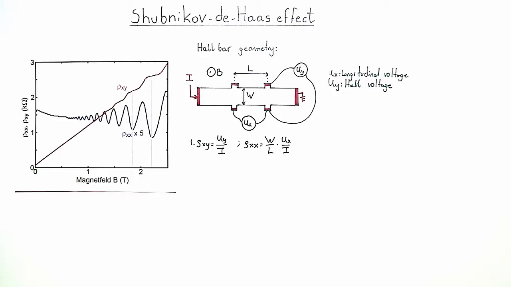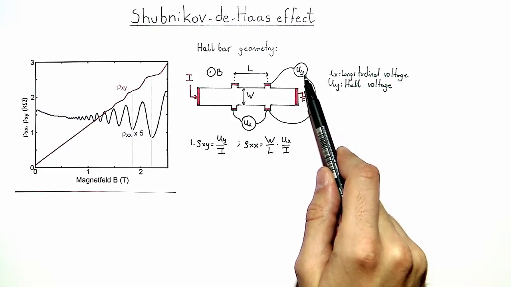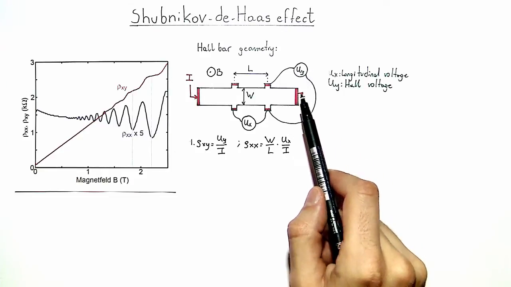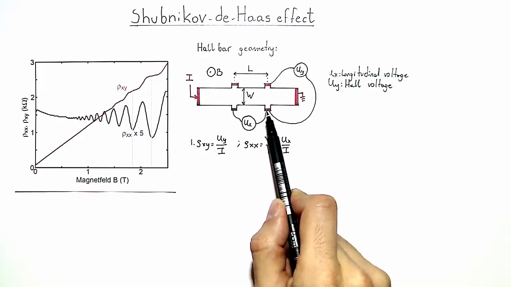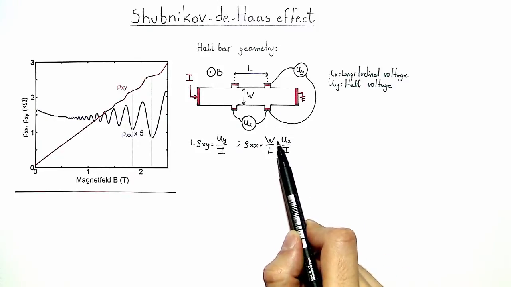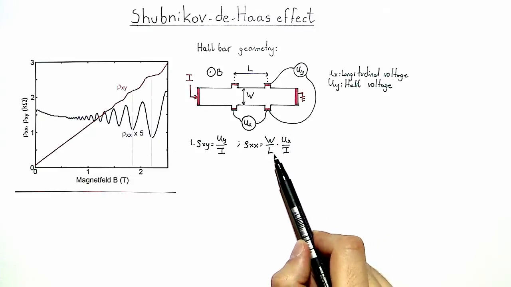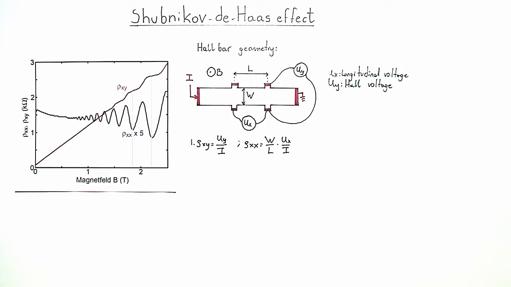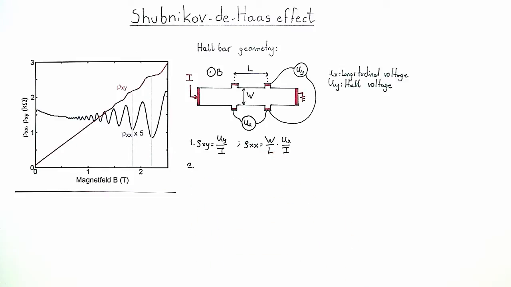So what this means is that independent of the width or the length of the Hall bar, the Hall voltage Uy is always the same, whereas the voltage Ux, which is measured here along the length of the bar, is inversely proportional to the width W of the bar and directly proportional to the length L of the bar. So now that we have written down the expressions for determining rho xy and rho xx, we can move on to the second part, which concerns the determination of the electron density from the Hall effect.